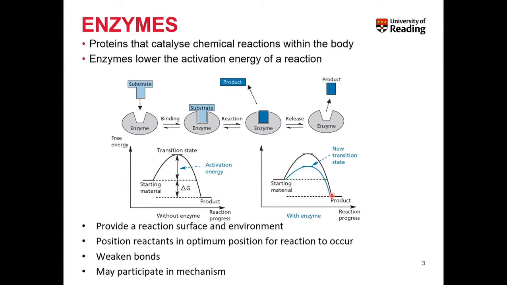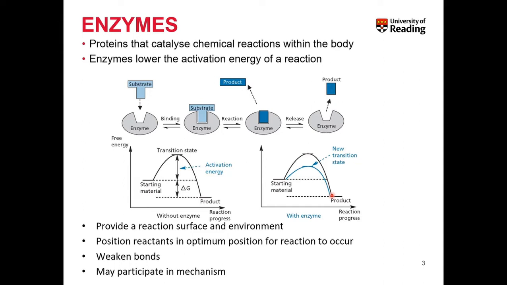Now enzymes also provide a reaction surface and environment for the reaction. So they provide a binding site in which the reaction can occur. And the enzyme binding site will position the reactants in the right position, in the best position for the reaction to occur. So it will use its own chemical groups to reorient the substrate and place it in the correct position for the reaction to occur.